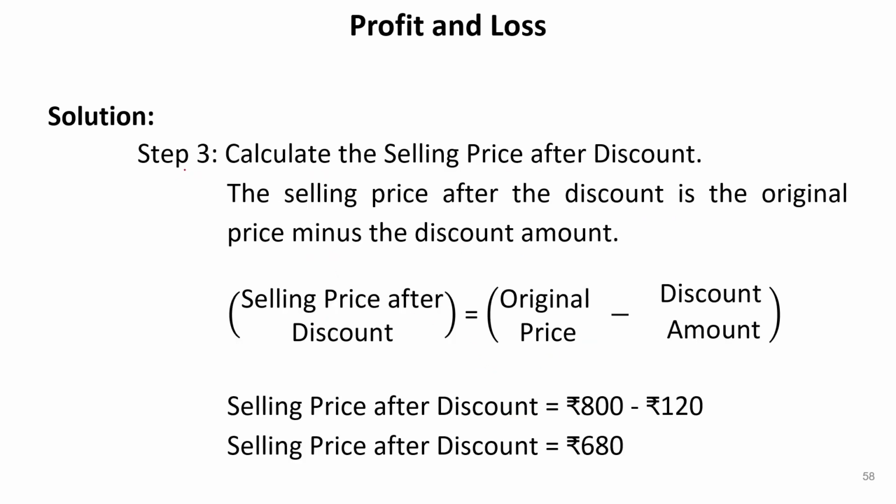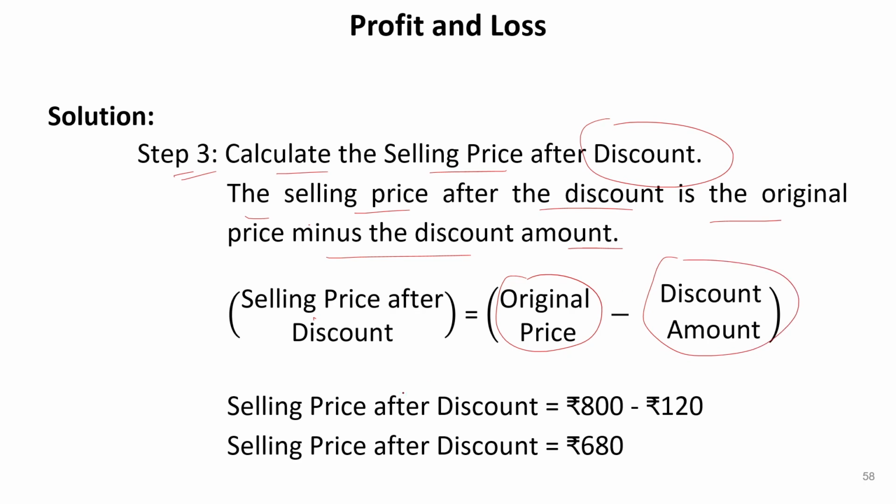So step 3: calculate the selling price after the discount, right? The selling price after the discount is the original price minus the discount amount. So selling price after discount is equal to original price minus discount amount, which is 800 minus 120, equal to 680.